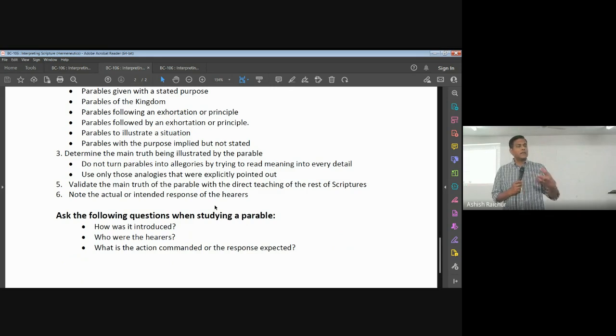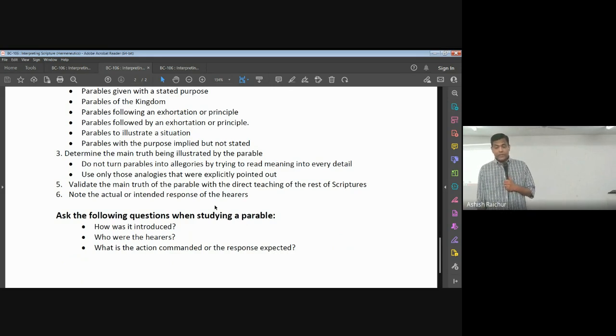You try to get the essence of it, but don't go and say, oh, every detail, this represents that, and this represents that, and this represents that. Because if Jesus wanted us to do that, he would have explained that to us. Right? But don't allegorize every detail. I think we'll give some examples. We'll explain this. Use only those analogies that were explicitly pointed out. Use only that which Jesus pointed out, right? In the story, in the illustration, in the parable. If he pointed out, or whoever was giving that story, what was pointed out, use only that.